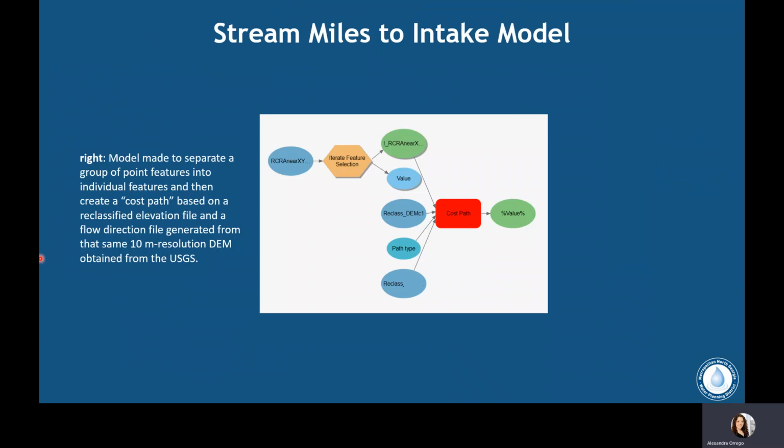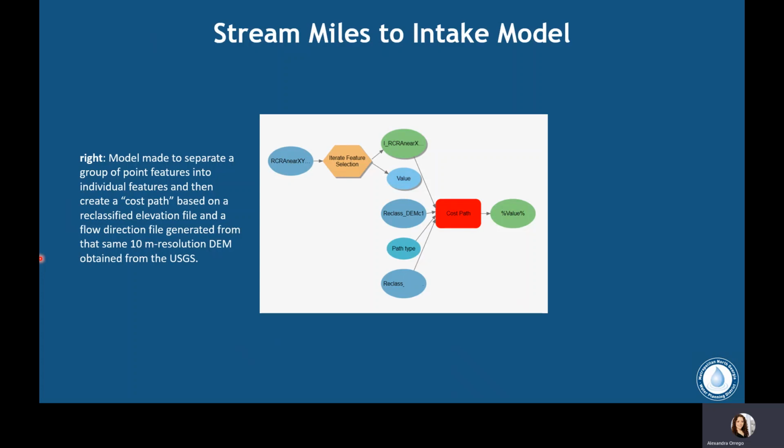The distance from each point to the surface water intake, more accurately the mouth of the watershed boundary, was calculated using a model in ArcGIS Pro that created cost paths. These paths follow the cheapest cost path in a given region from a set of raster, or column and row, pixel data that follows a reclassified 10-meter resolution national elevation data set. Again, that's that USGS NED elevation raster, as well as a flow direction raster generated from that same NED using the flow direction tool.